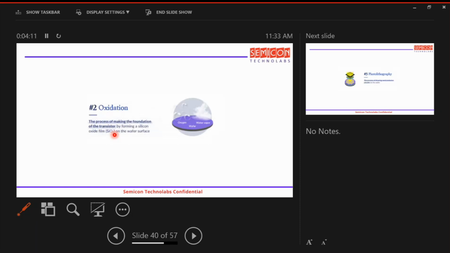Now oxidation: the process of making the foundation of a transistor by forming a silicon oxide film, SiO2, on the wafer surface. This is very, very important in order to form the wafer surface. Please stop me, or I think one of you had a previous question on the type of material we are using. Please stop me, and we can go through that question as well, or any new questions.